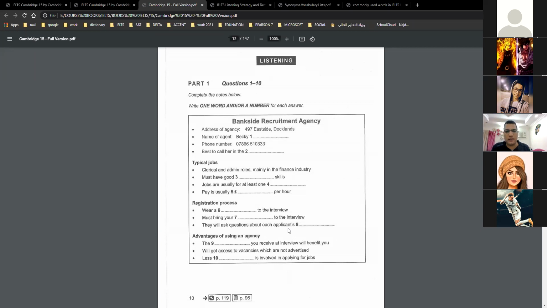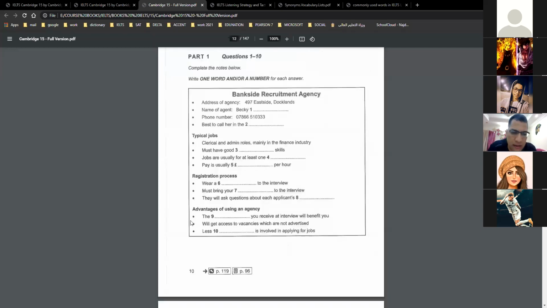Skills, excellent. Guys, what are we doing now? We are trying to predict the answer, to guess the answer. Why? Because you will not have much time in listening. Because you will hear the audio file how many times? Once. It will not be repeated.